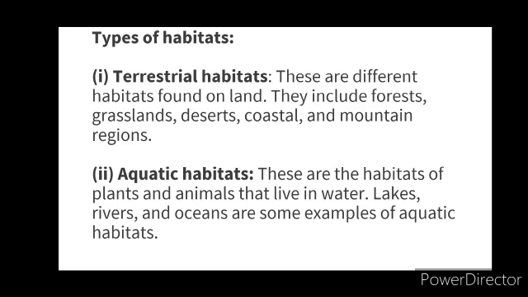On the other hand, the habitats of some plants and animals that live in water are called aquatic habitats. Lakes, rivers and oceans are some examples of aquatic habitats. There are large variations among terrestrial habitats like forests, grasslands, deserts, coastal and mountain regions located in different parts of the world.